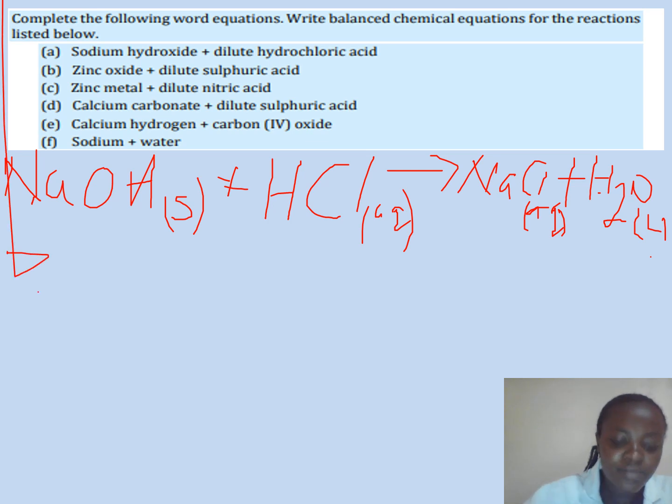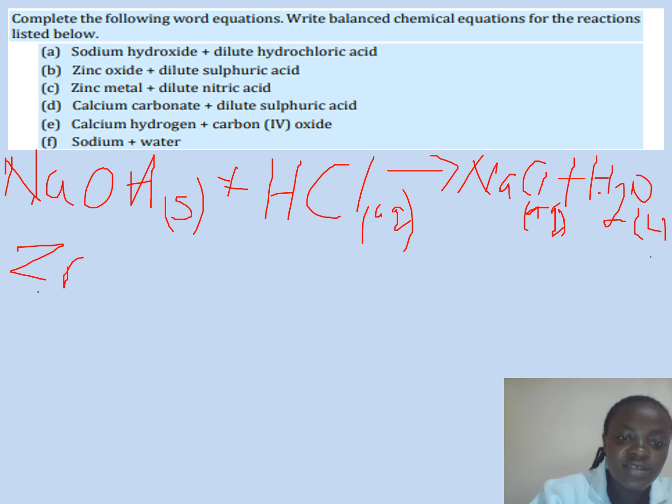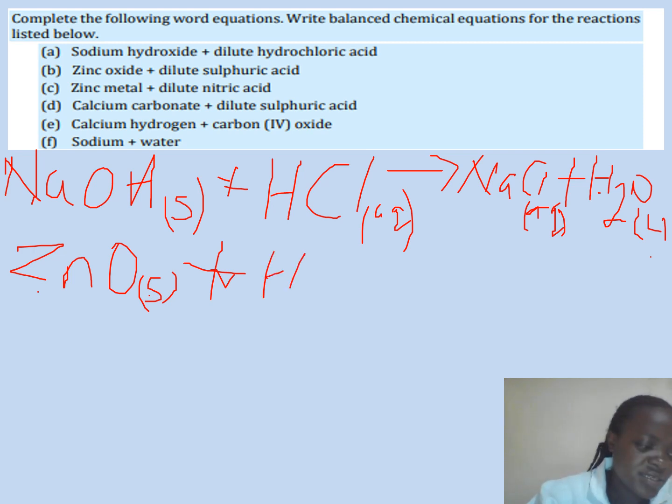So zinc oxide is ZnO. So zinc, capital Z small n and O, zinc oxide. This is solid, and we are reacting this zinc oxide with dilute sulfuric acid, so plus dilute sulfuric acid. So this will be aqueous, it is in solution.